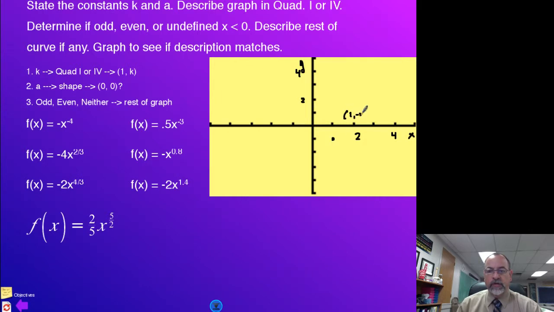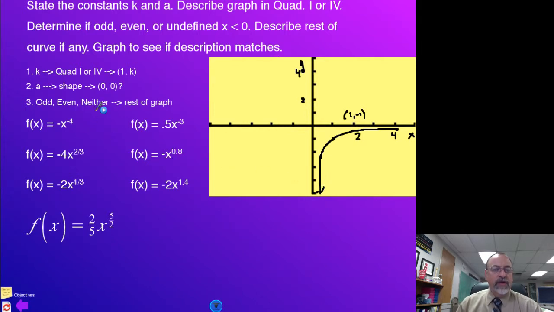Okay, (1, -1). Then we want to figure out what the shape is and if (0, 0) is on the graph. Because this is a negative exponent, (0, 0) is not on the graph because the graph is asymptotic to both the x and the y-axis. So I'm going to go ahead and graph the asymptotic portion of this. Okay, so it's going to get close to these, but it's not going to touch either one of these. So this is going to be asymptotic to both.